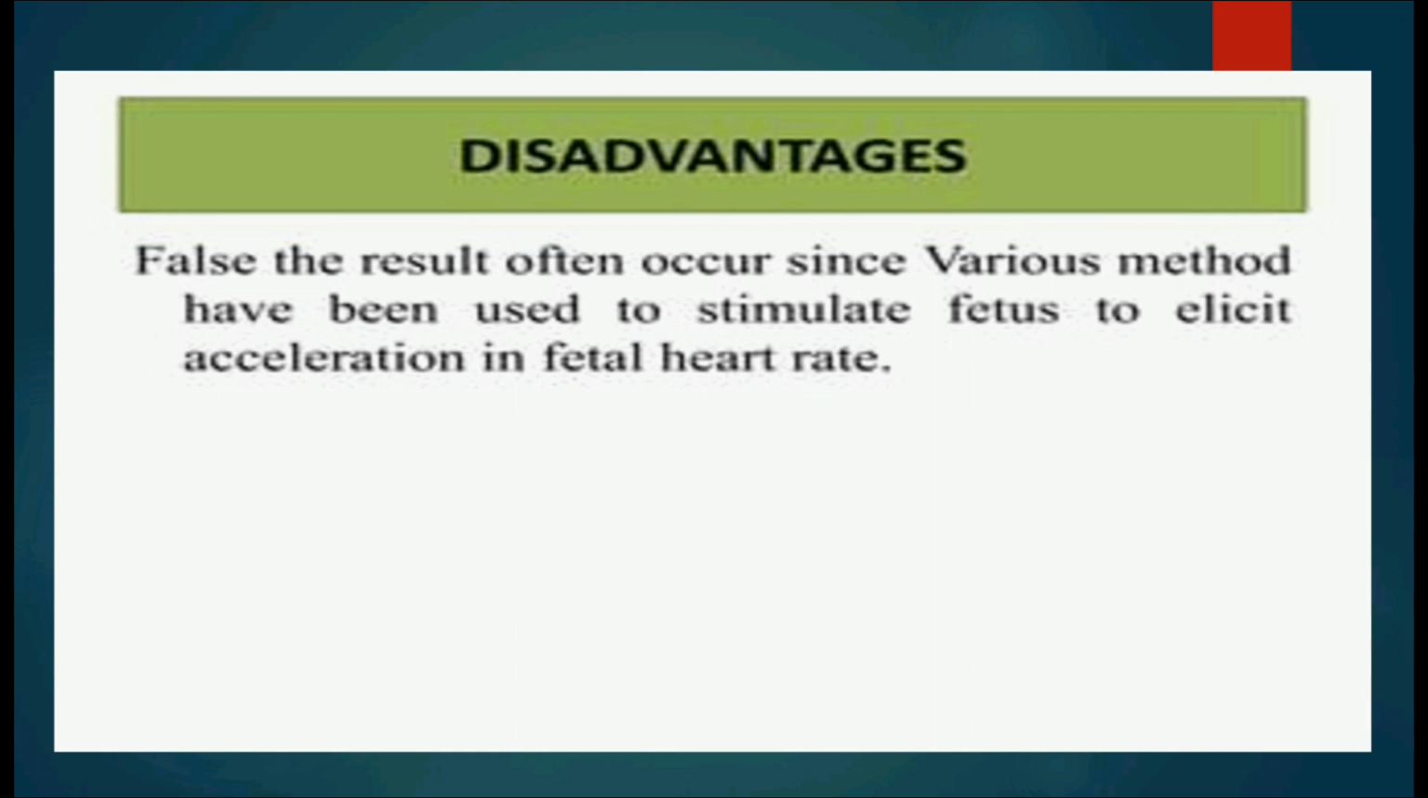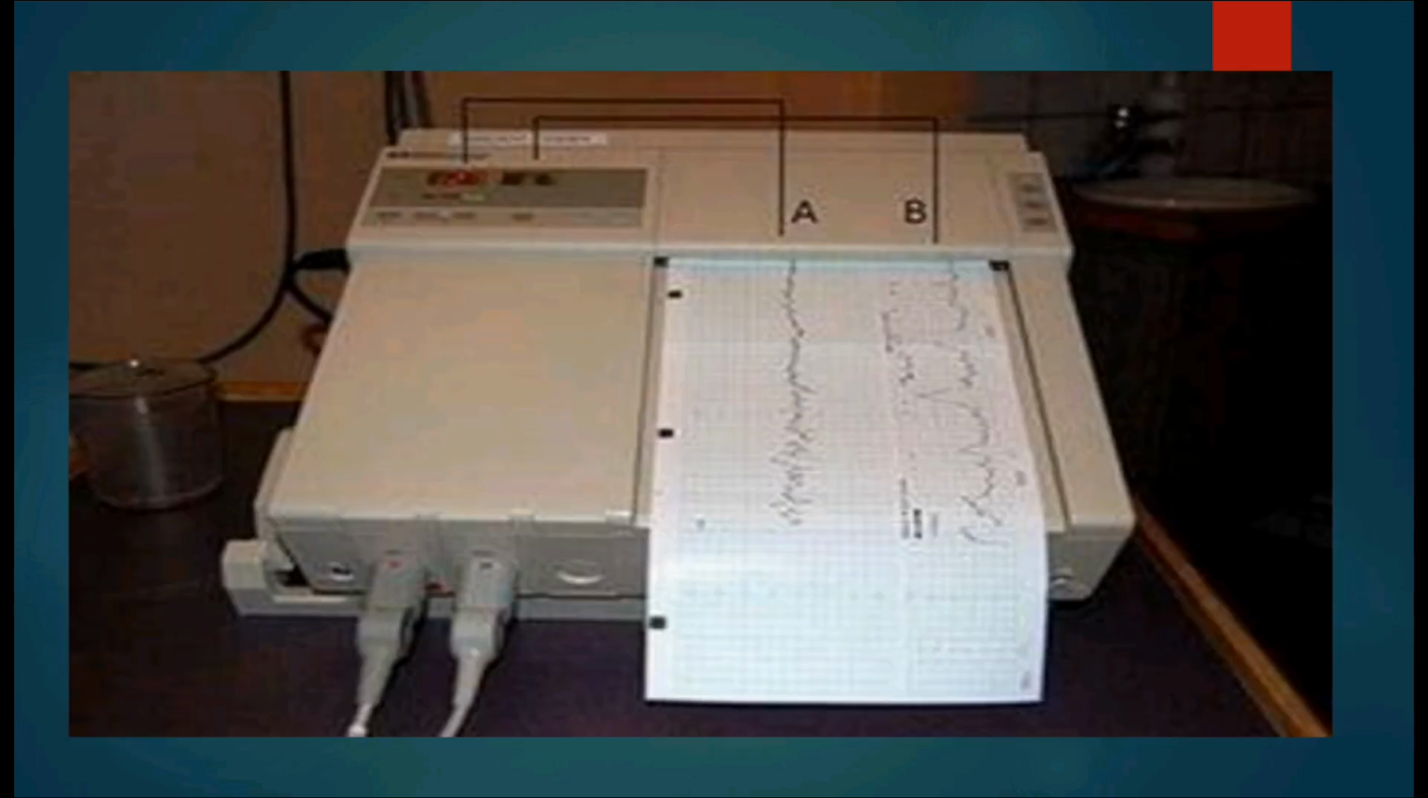What are the disadvantages? False results often occur, since various methods have been used to stimulate the fetus to elicit acceleration in fetal heart rate. So this is the picture of how the NST machine gives a recording of a test. You can see a graph paper where the upper portion shows the fetal heart rate and the lower graph shows the uterine contraction.